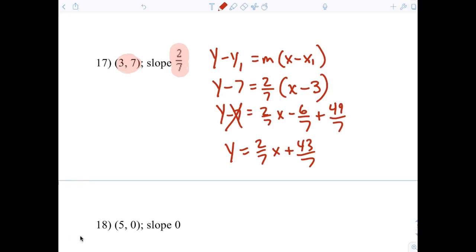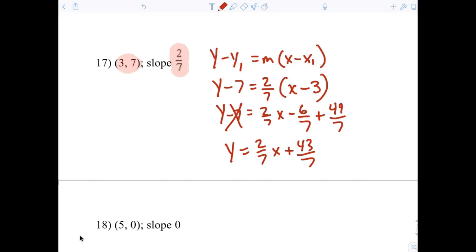If you can say to me, how did you get 6/7? I'll show you. If you don't know how I got 49/7, I can show you. I can't show you how you did something wrong. We're solving for y. That's what we're doing, putting it in slope-intercept form. Can you show me how we got 49/7?